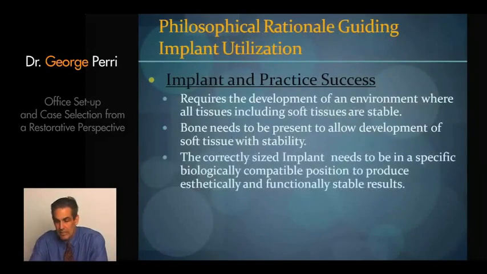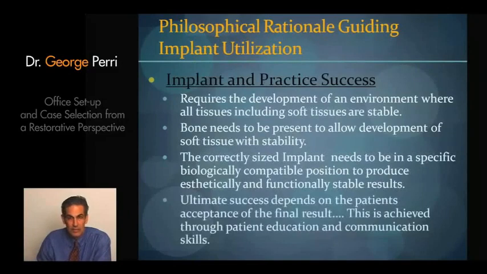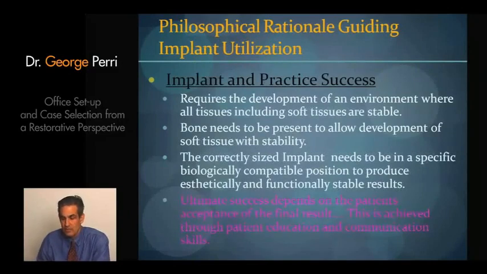The correctly sized implant needs to be in a specific biologically compatible position to produce the aesthetically and functionally stable results that we desire to have the success that we're looking for. But ultimately, especially from the restorative point of view, success depends on the patient's acceptance of the final result. This is achieved through patient education and communication skills. So part of these sessions certainly is evaluating and examining how we can talk to patients, how we develop a relationship with them that keeps them on our sides and makes them understand the advantages of implant dentistry as well as the challenges and the limitations of any dental restoration.